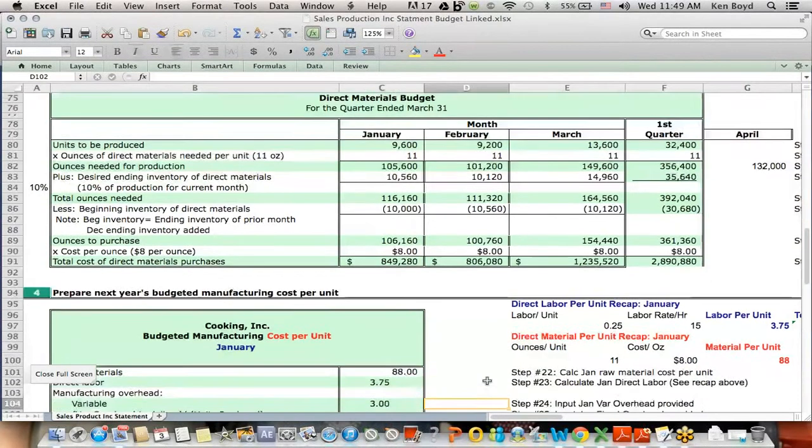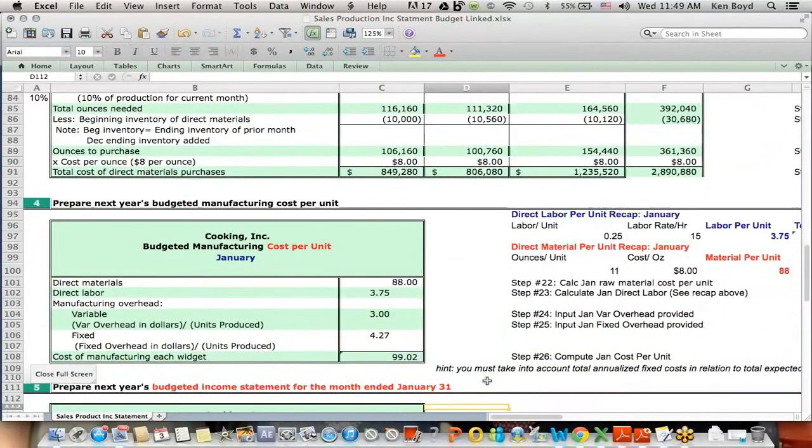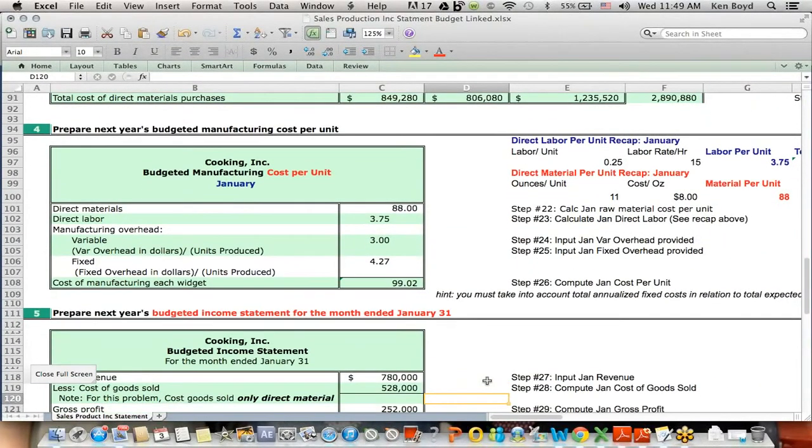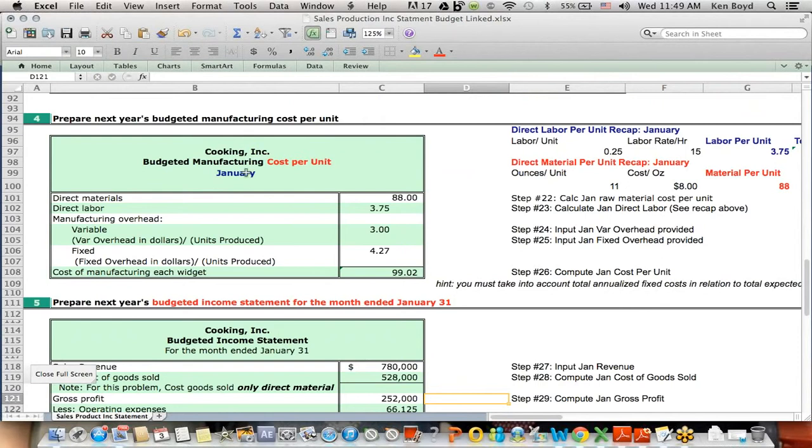Now this problem switches gears because it goes on to talk about budgeted manufacturing costs per unit. So I highlighted cost per unit, and this is just for 1 month, January, not the whole quarter. So my direct material, 88, I've already figured out right here. It's 11 ounces times the cost of $8 an ounce. That's how I get my 88.